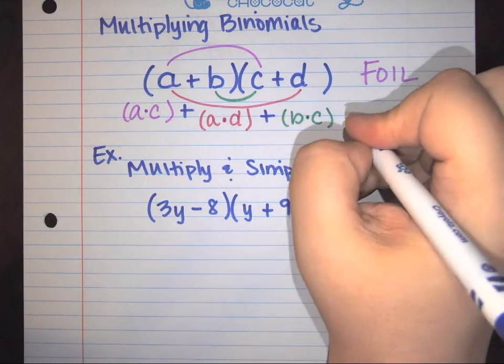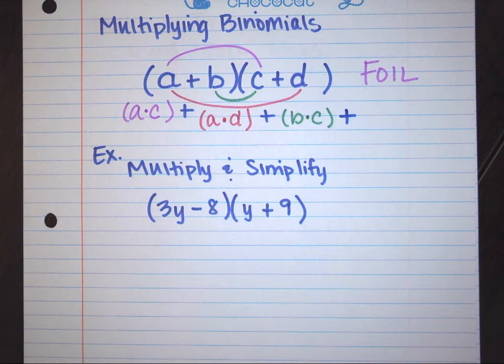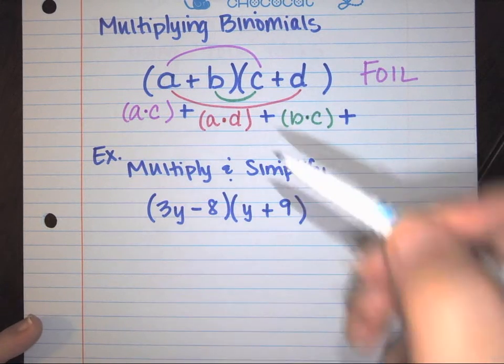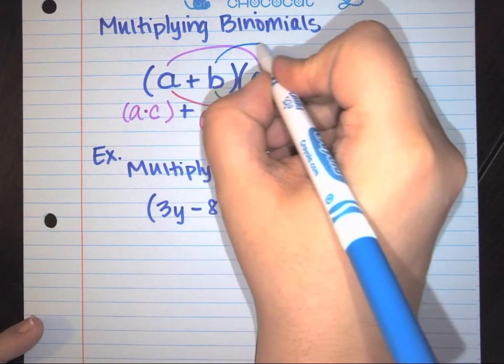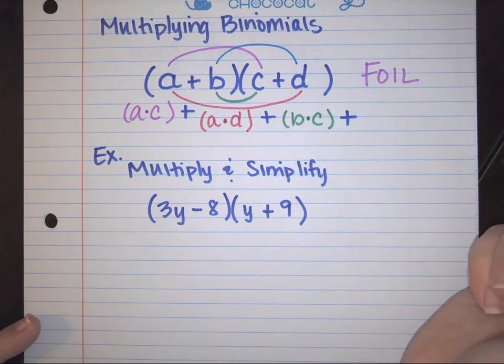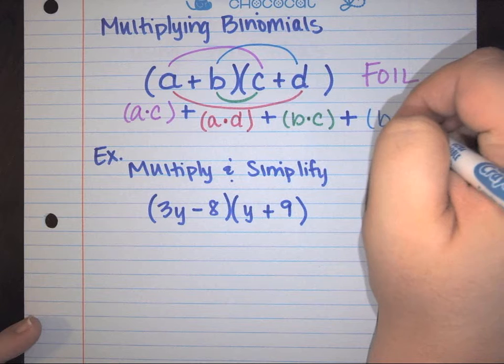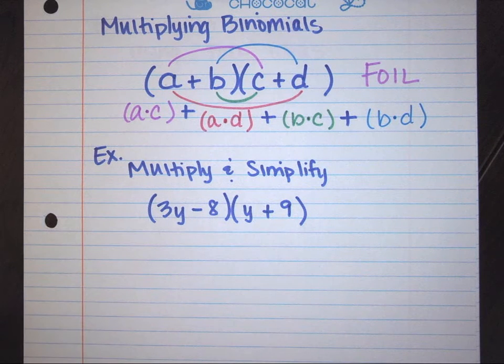And then we need to add this to the last term in the bunch. And so this is going to be your last two terms. So just like with your first, where you multiplied the first two terms in your parentheses, here we're going to multiply these last two terms. So we have these two here, which is going to give us B times D.